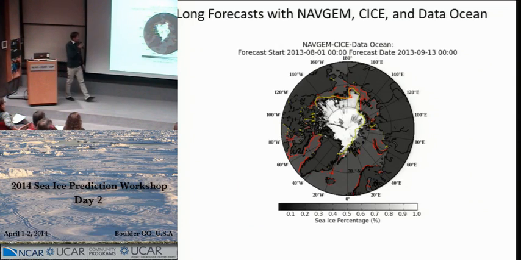I ran this out for about a month and a half with a data ocean, so I wouldn't take too much from it. This is sea ice percentages, and these two different lines are two different observational data sets for sea ice concentrations. It looks good, but I wouldn't read too much into this because it is forced with a data ocean, so we have SSTs and salinities. If it looked bad, something would be really wrong with the model and the coupling.